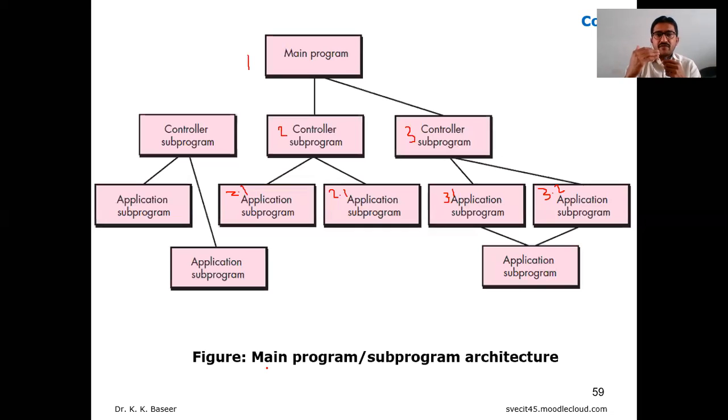Like this, from the main program a subprogram will be called. From that subprogram, another subprogram will be called. That subprogram again calls another subprogram. Like this, one after the other, calling and returning, calling and returning, calling and returning. This type of architecture comes under this architectural style.